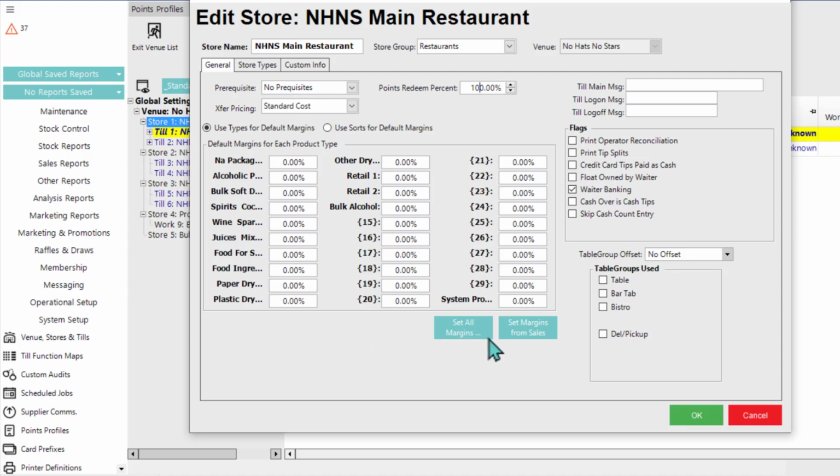So to summarize, we've got the points profiles, which sit at the global level, even though they're assigned to a till or to an account. And if they're assigned to an account, they will override whatever is set at the till. The rates that are set for sorts or types in the profile are what's going to be used as the starting point rates for us. Then separately at the account, venue, and store level, we can scale those base points profile rates up or down using the variety of percentage settings that we've got in all of those areas that we've just looked at.